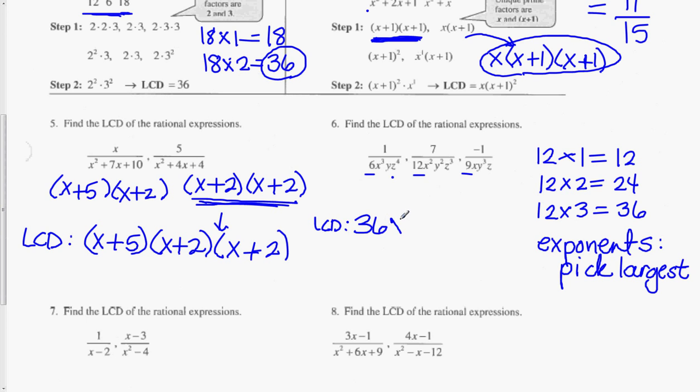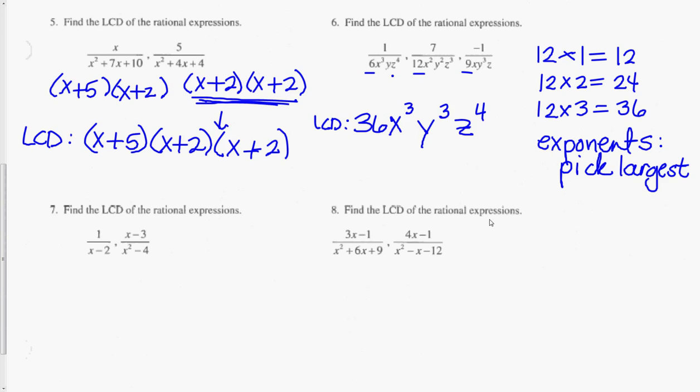All right, so for x's, I've got an x cubed, an x squared, and an x. So the largest of those would be x cubed. For my y's, I've got a y to the 1, a y squared, and a y cubed. Y cubed would be the highest. For my z's, I've got z to the 4th, z cubed, and a z to the 1. So I need that z to the 4th. All right, so far so good.